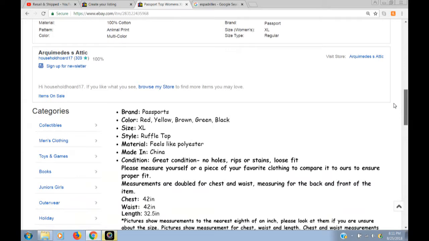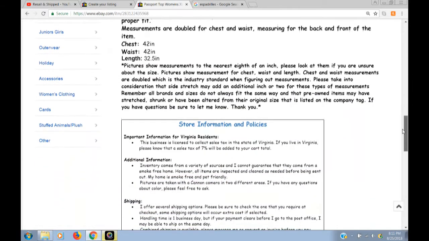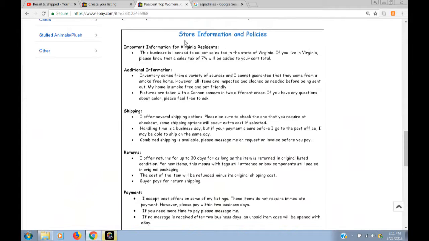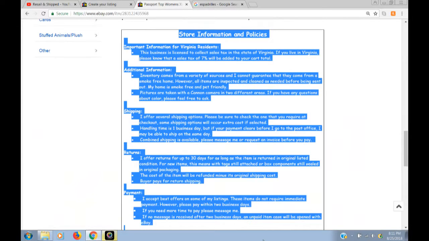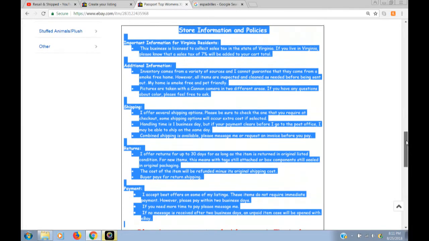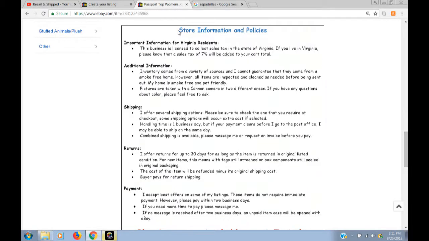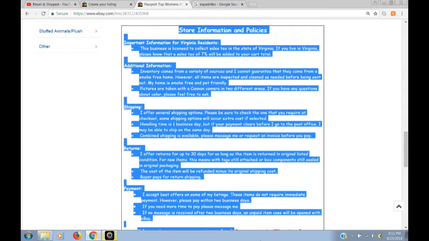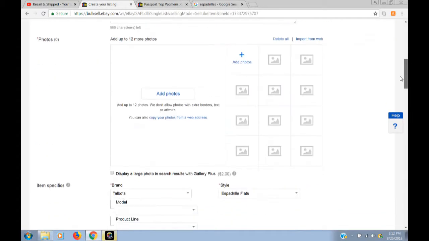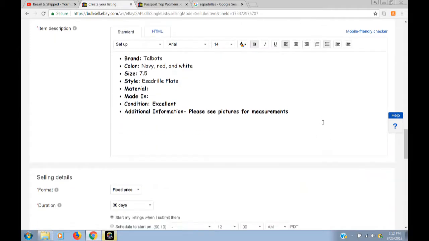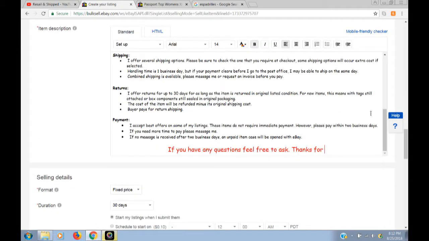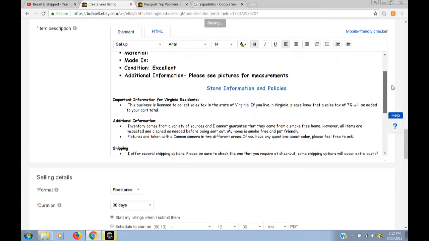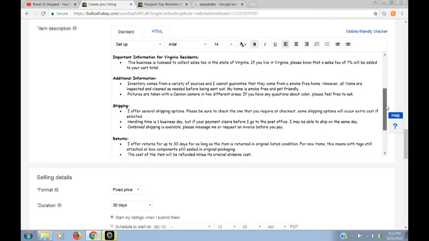I can go and get my store information and policies thing is what I was talking about. So then I take this, if I can get it all. Come on. It's too big to be in here. No, there we go. And I can take this and go back to create my listing if it shows up in the format I want. I'm not quite sure if it will or not. Okay, it didn't show up quite the way I wanted it to, but it did show up, so it's there.